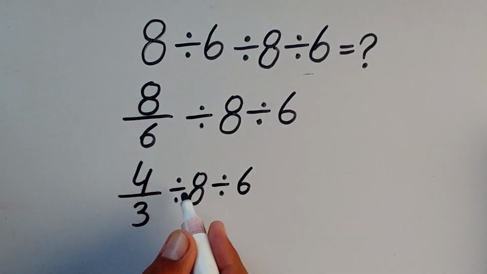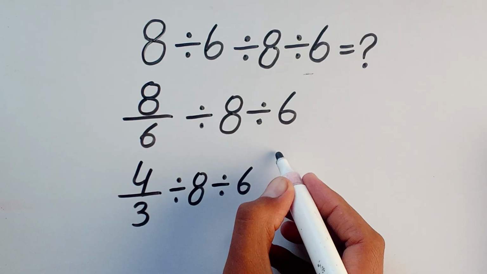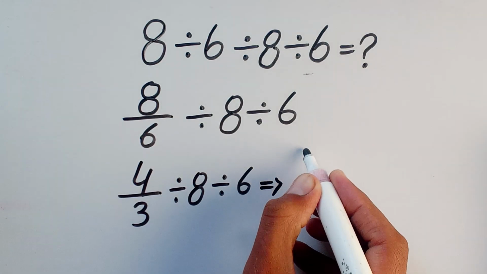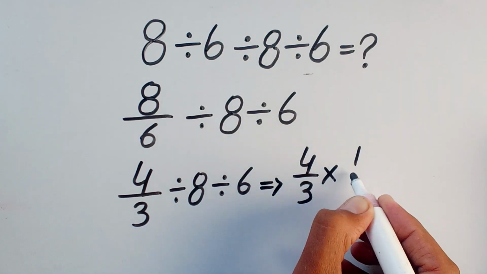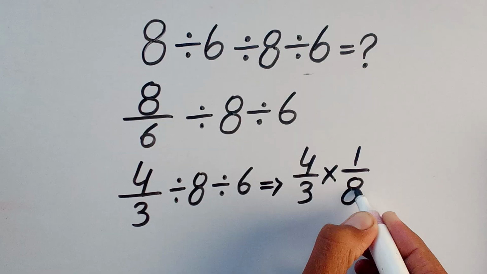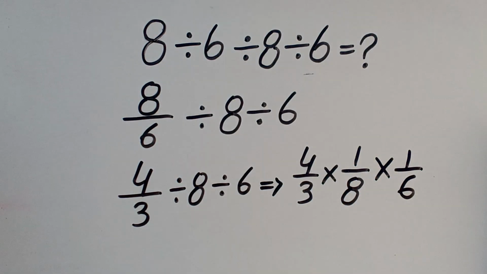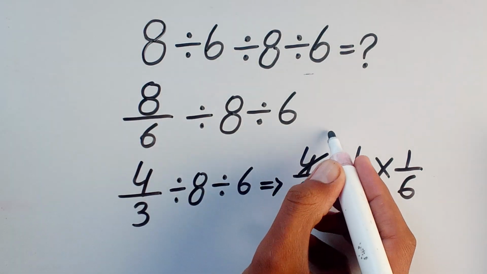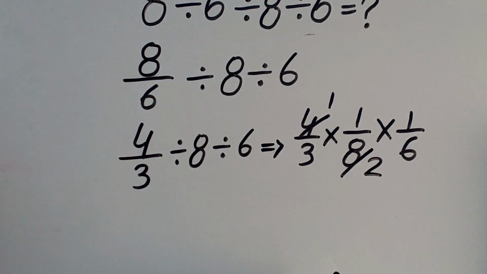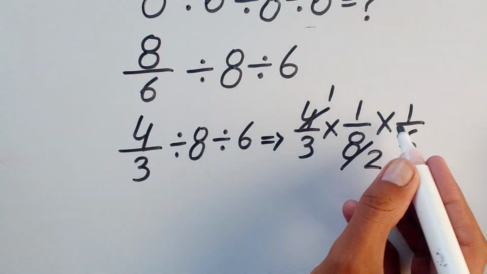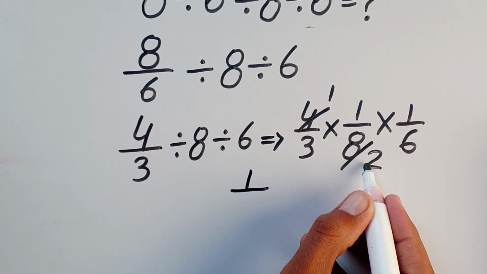Now here, whenever we change this division to multiplication, the numerator changes to the denominator and the denominator changes to the numerator, and we can write the given form as 1 over 8 multiplied by 1 over 6. Okay, here 4 ones are 4, 4 twos are 8. So the final answer of this math question: 1 times 1 is 1, divided by 3 times 2 equals 6.